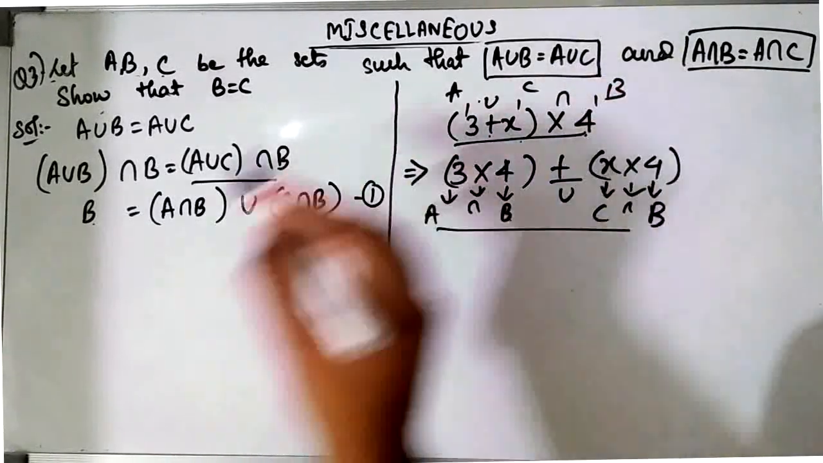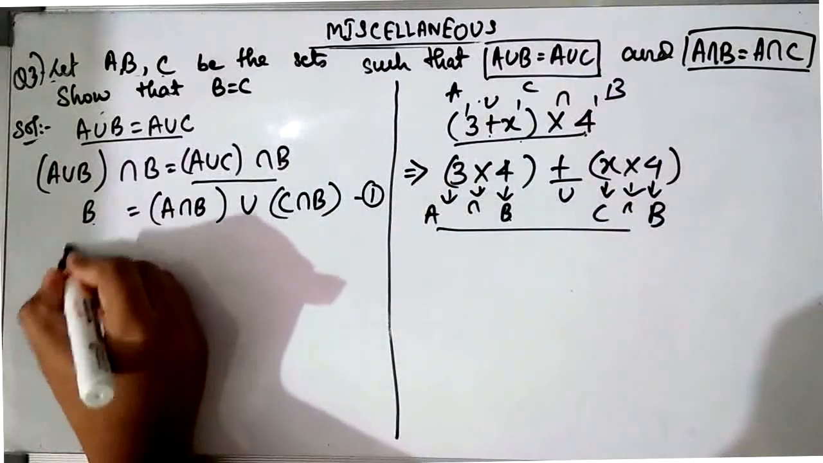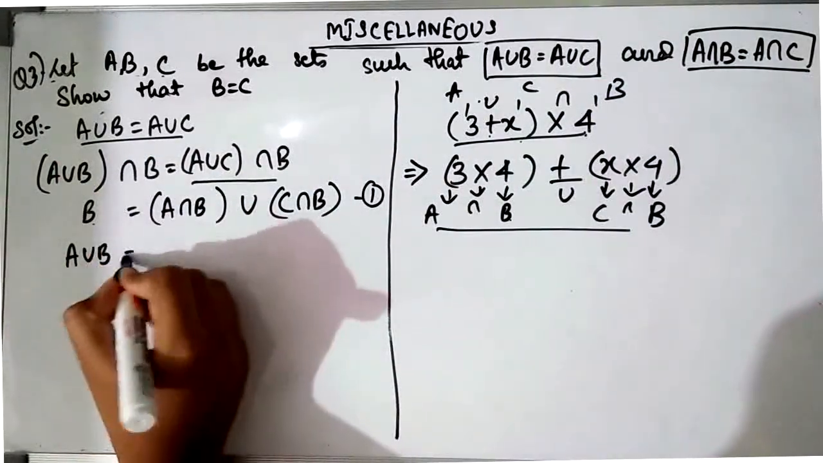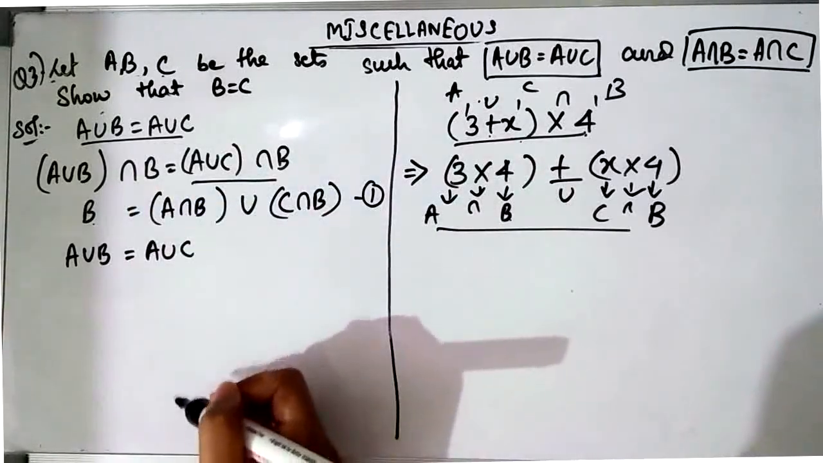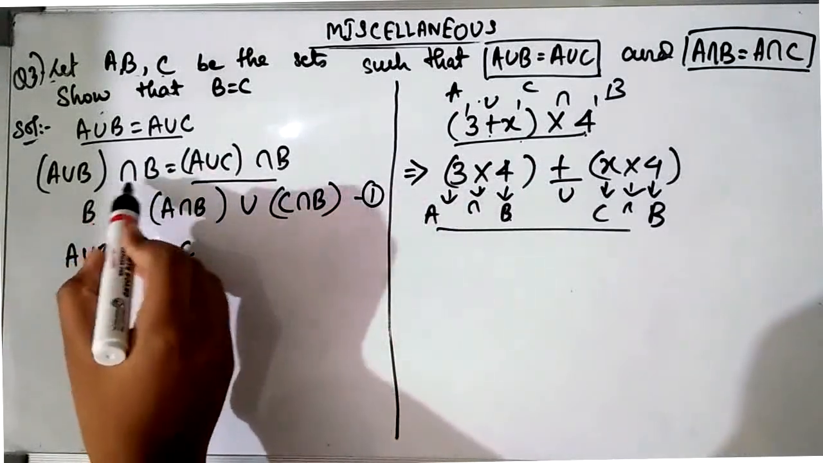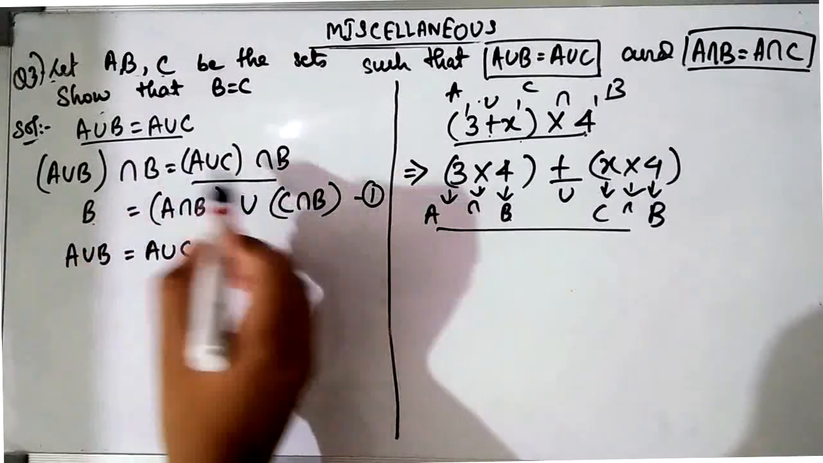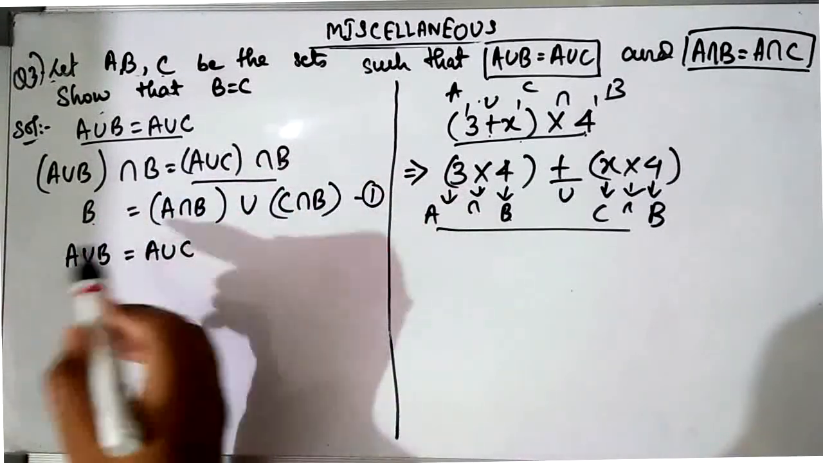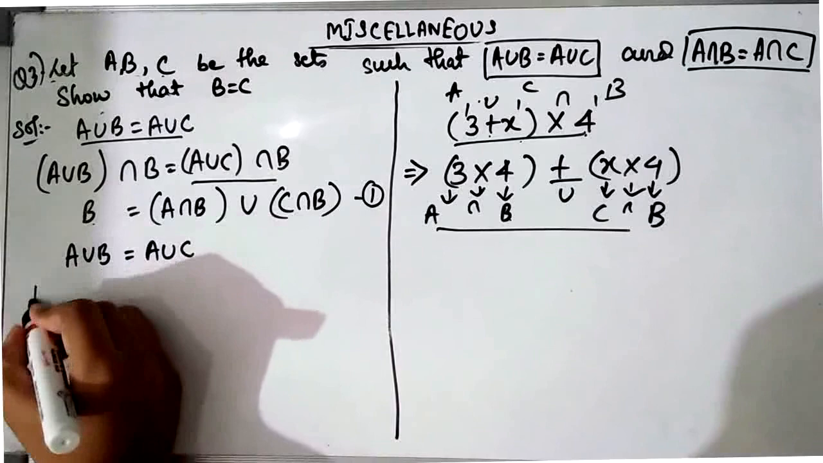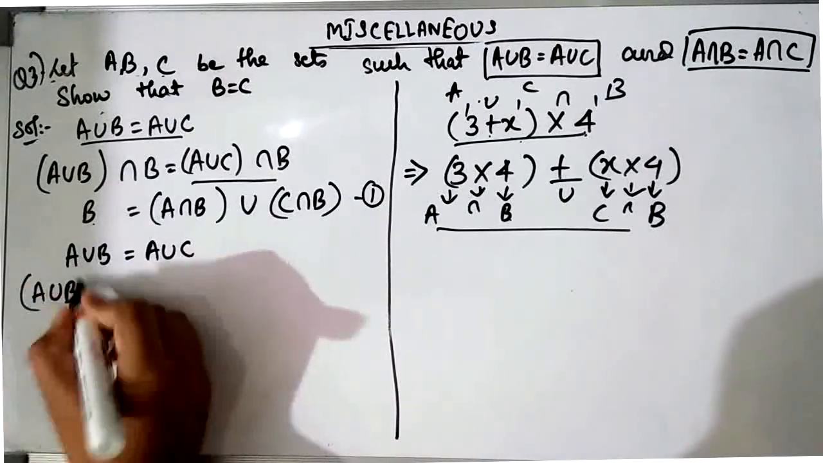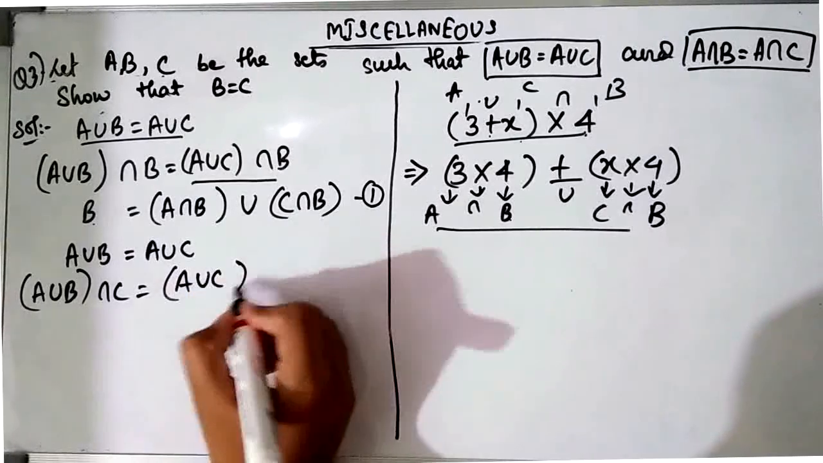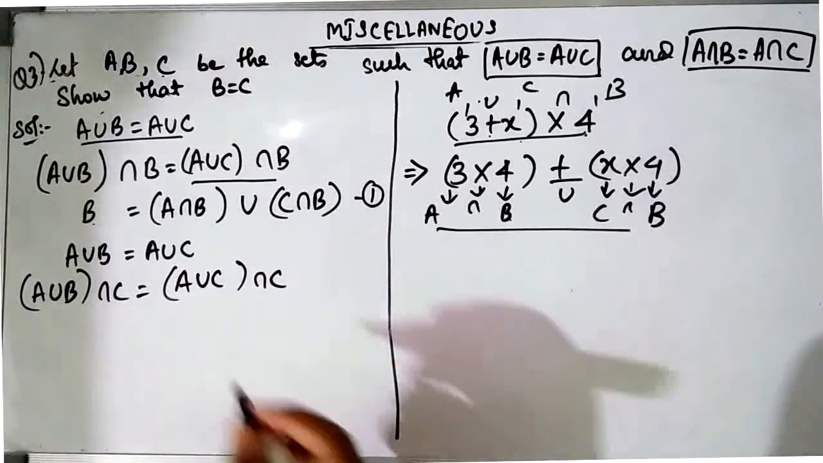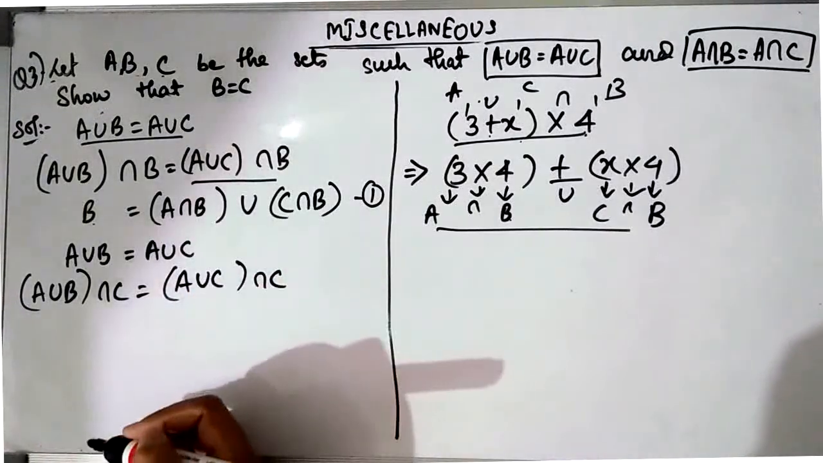Now we will take the same thing once again, that is A union B is equal to A union C. But this time, since the previous time we did intersection B on both the sides, this time we will do intersection C on both the sides. So we will do A union B intersection C is equal to A union C intersection C. Right, so we will do intersection C on both the sides.